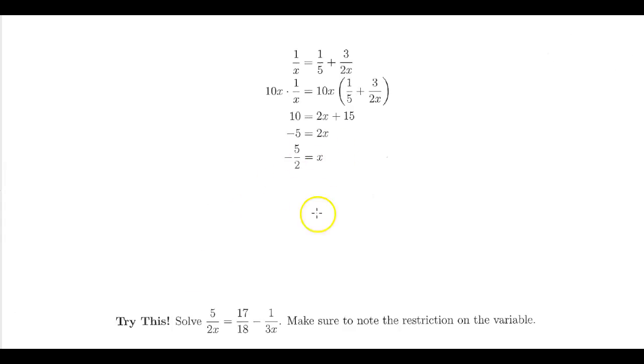Negative 5 halves is not equal to 0, so we're okay in terms of restrictions. If we put negative 5 halves back into x, this equation should check. That's another thing we should think about doing. Pause the video and solve this equation, and then come back and see if your solution matches my solution.